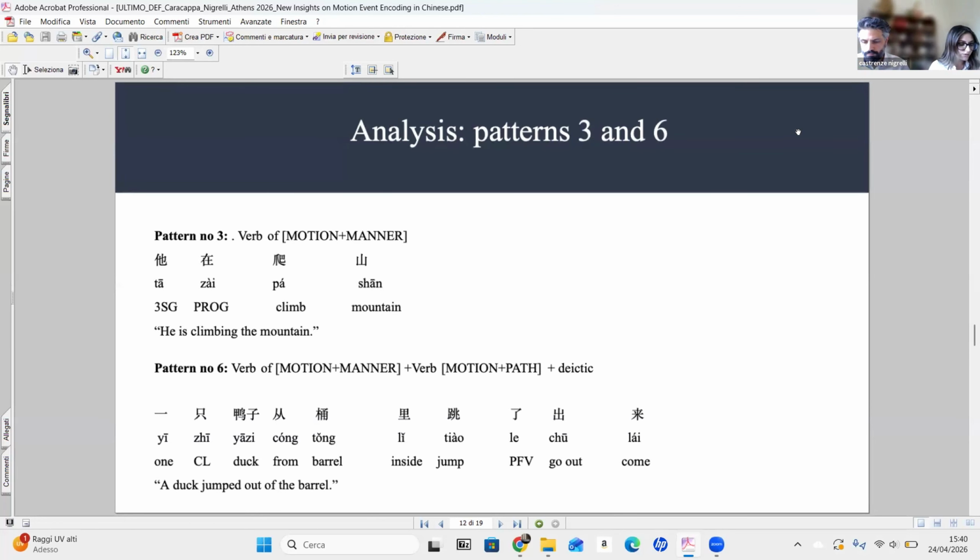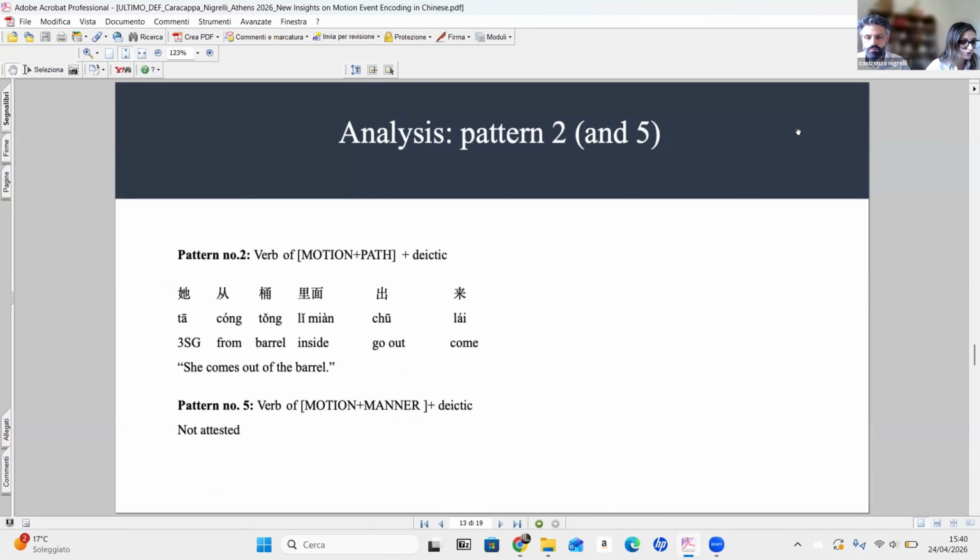Pattern number 3, which accounts for 70.5% of the data, involves the use of a single verb encoding motion together with manner. As we can see in the example, 他在爬山, that means he is climbing the mountain. Moving on, pattern number 6, which includes all the components, a verb of motion and manner, plus a verb of motion and path and analytic, was attested in 3 cases, corresponding to 7.5% of the data. As we can see in the example, 一只鸭子从洞里跳了出来, that means a duck jumped out of the barrel.